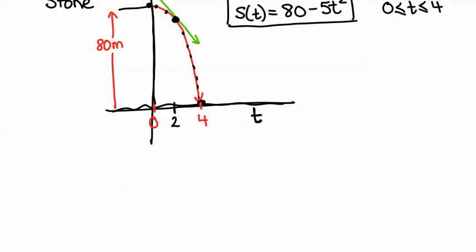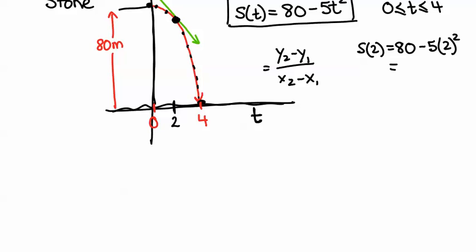So essentially we're doing y2 minus y1 over x2 minus x1 to find our rate of change. But we only have 1 point, 2. So before we start, let's figure out what our y value is at 2 seconds. So I'm just going to sub a 2 in for t. So 80 minus 5 times 2 squared, so it would be 4 times 5 is 20, 80 minus 20 is 60. So I know my y value right here is 60 at 2 seconds. Okay, cool. So I've got one set of points to work with, 2 and 60.